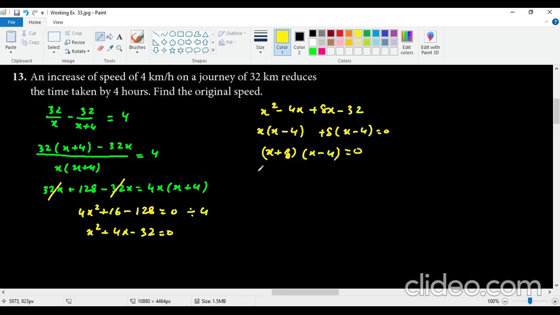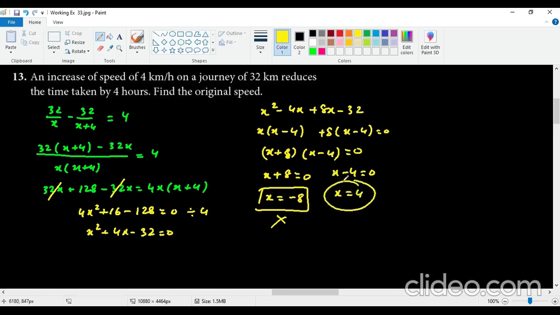So x plus 8 equals 0, which is going to give us a negative answer, which is not required, and x minus 4 equals 0, that means x equals 4. So 4 kilometers per hour is the actual speed. x equals 4 kilometers per hour.